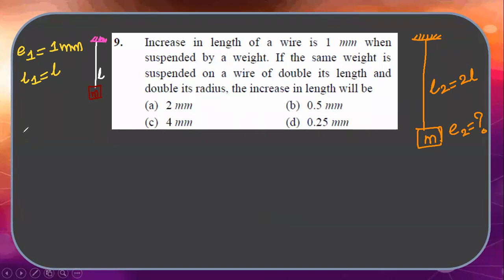So from the formula, Young's modulus Y is equal to FL divided by AE. From this, we'll write that elongation E is proportional to FL by A, that is L by r square. Whenever we are taking the same wire suspended, if the same weight is suspended on a wire of double its length.